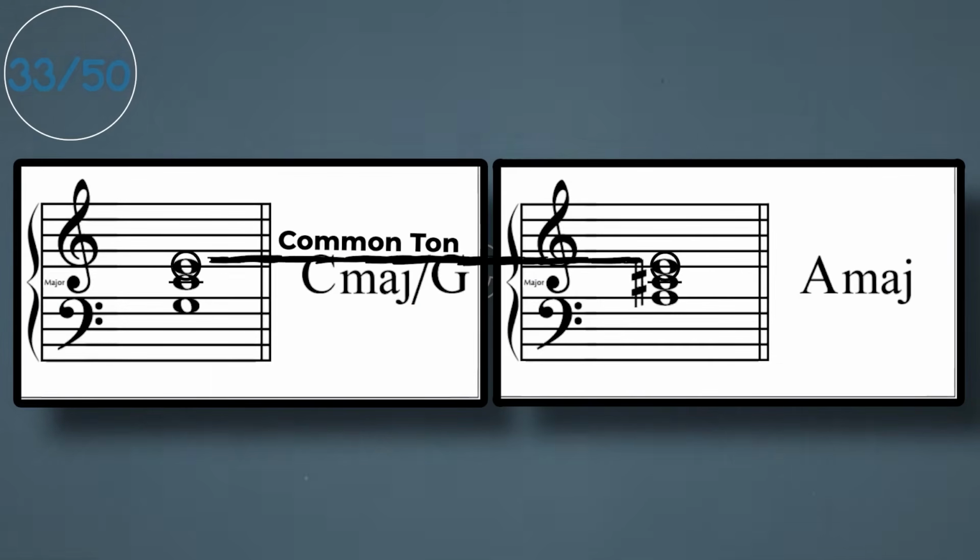Chromatic medians. A chromatic median is 2 chords that are a third away that share only one common tone. These 2 chords come from 2 different keys but are able to slide together because of their common tone, leading to a very unique sound.